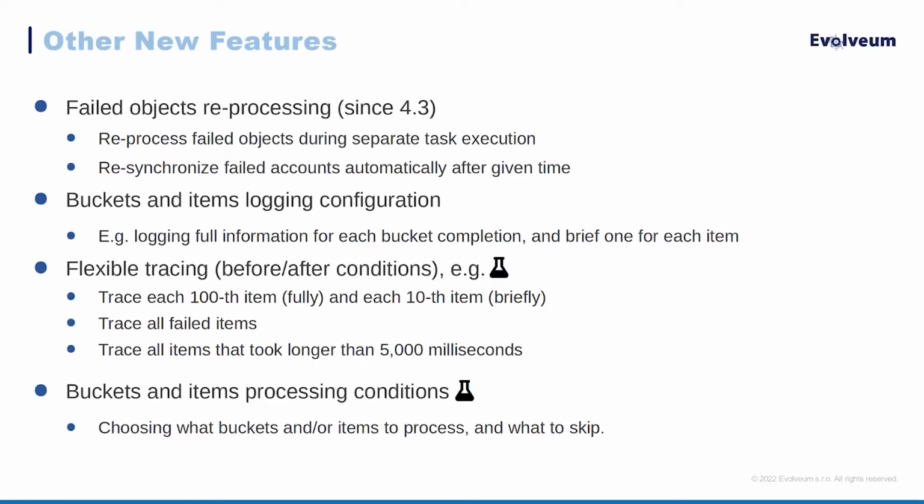Sometimes it can be useful to have a way to skip processing of selected buckets or items. It's assumed to be not a regular way of operating, but sometimes that could be necessary. So the feature is here. You can write a custom expression, a so-called precondition, that makes the bucket or object being processed or being skipped.